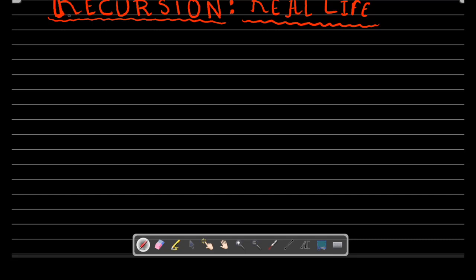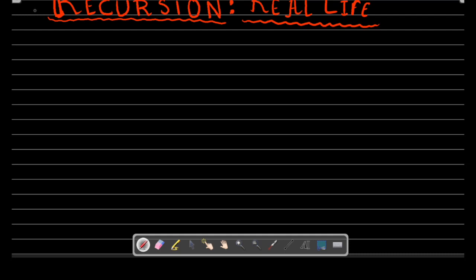Hi everyone. So in this video, I just wanted to discuss an introduction to recursion. And before touching any technical topics related to recursion or any technical details, I just wanted to discuss how recursion is already available in our real life, how we have already experienced recursion in real life, but we just did not know that it was the concept of recursion.